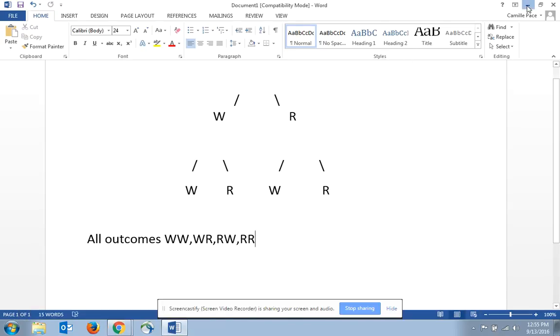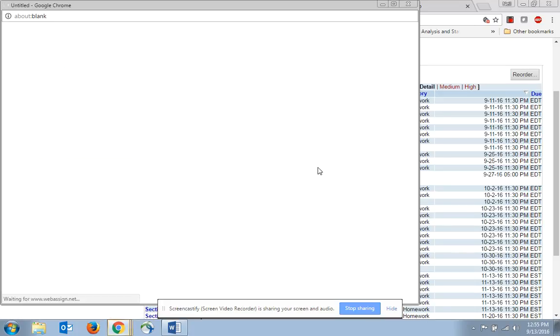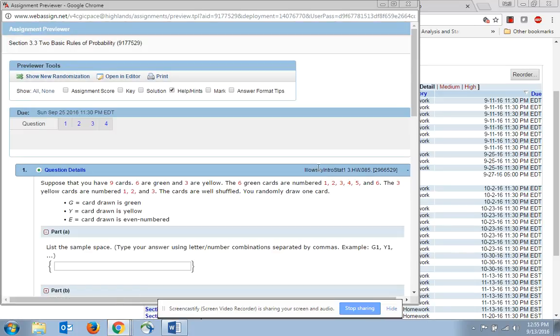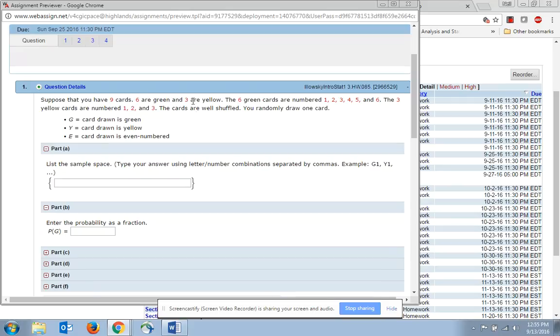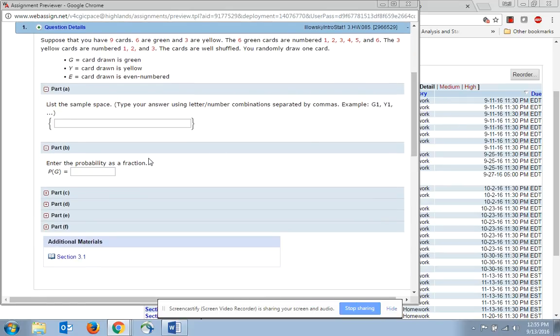Oops, I'm going to minimize this. Okay, so I'm going back to 3.3 and let's share this one. Okay, so 3.3 is the first one. You are going to make the sample space, and it's going to be like, suppose you have 9 cards, 6 are green, 3 are yellow. The green cards are numbered 1, 2, 3, 4, 5, 6, and the 3 are numbered 1, 2, 3. And so what you're going to do is remember, you're going to put like G1, Y1, and it wants you to put commas between that. So go ahead and do that. It wants you to give all the sample space. And then it wants you to find the probability of G, and it wants it as a fraction.